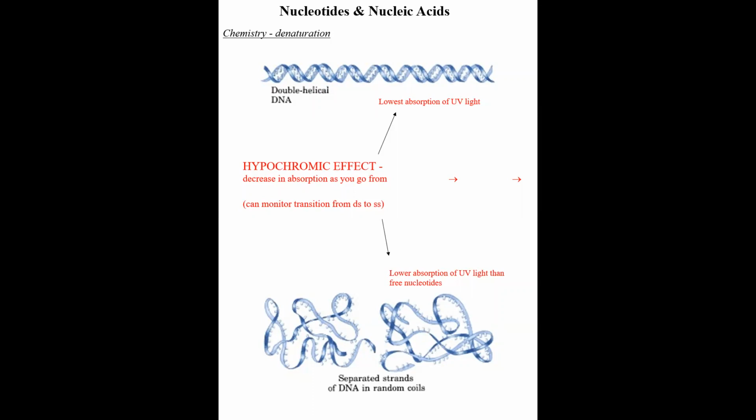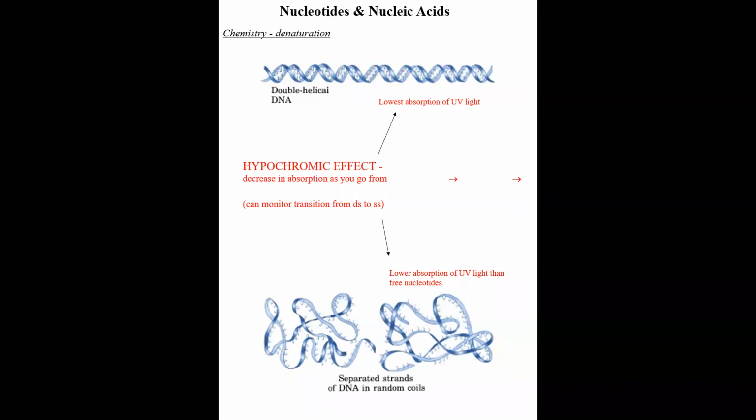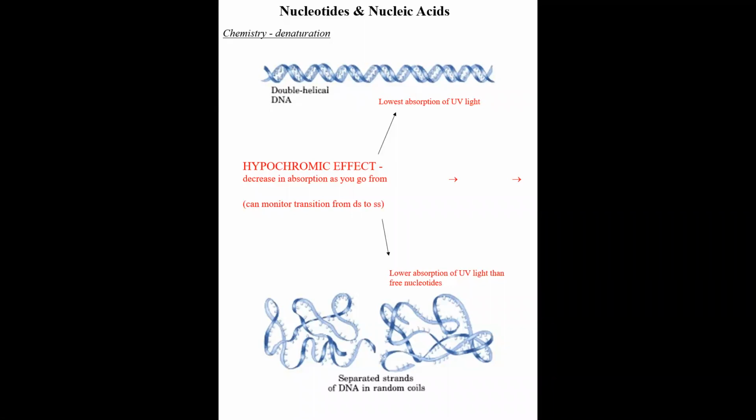If the absorbance of light decreases at its normal natural wavelength 260 nanometer, then such a shift is known as hypochromic shift. And we will see that shift, the hypochromic shift, when DNA gets denatured. If DNA gets denatured, we will see a decrease in the peak of its original absorbance, and this phenomenon is known as the hypochromic shift.